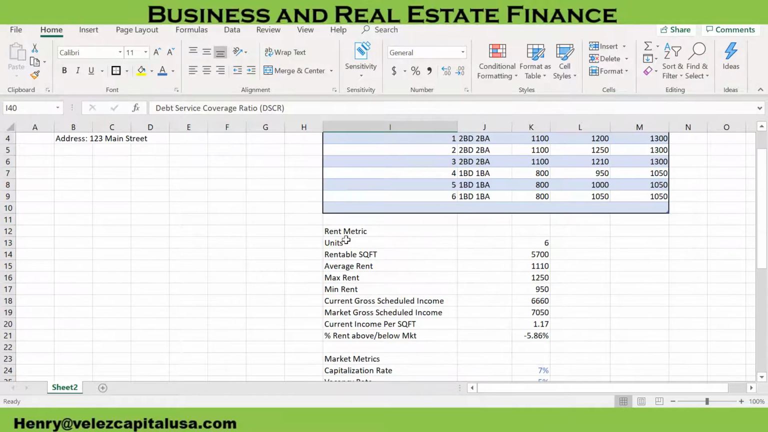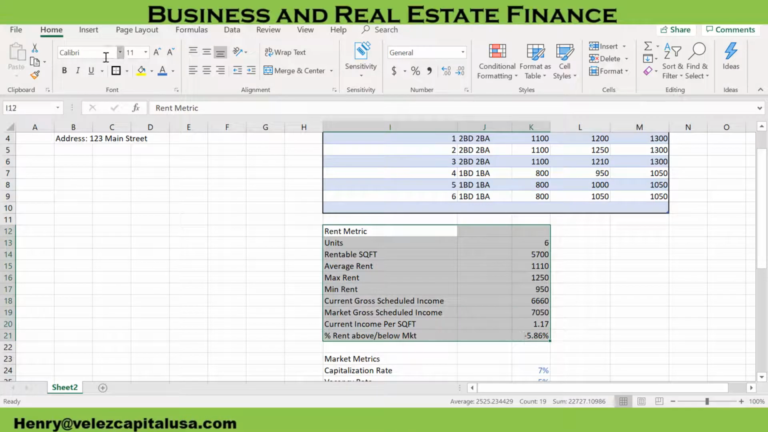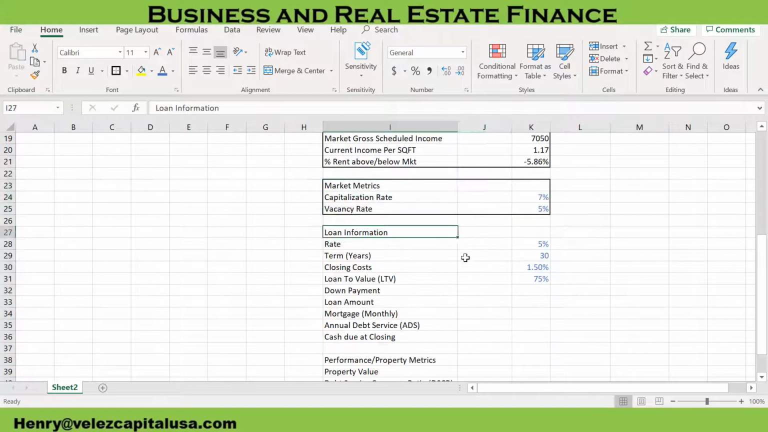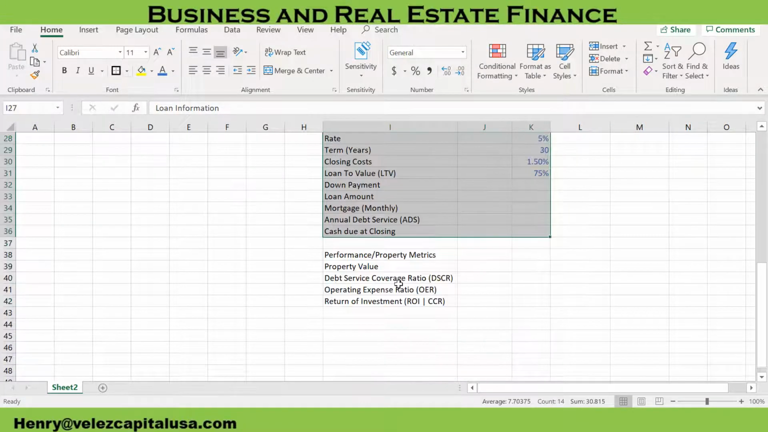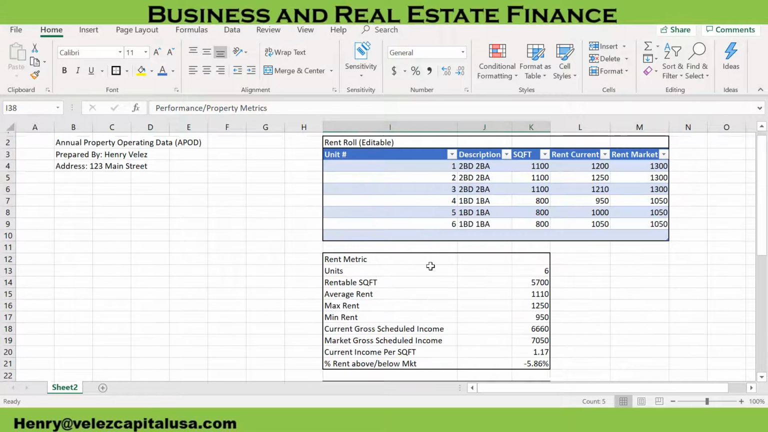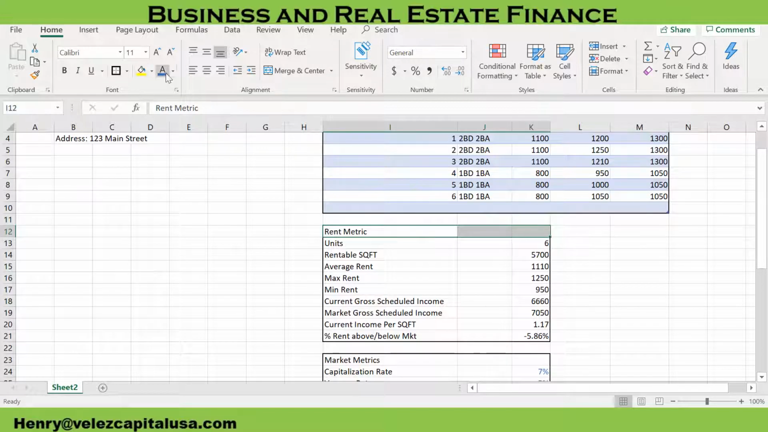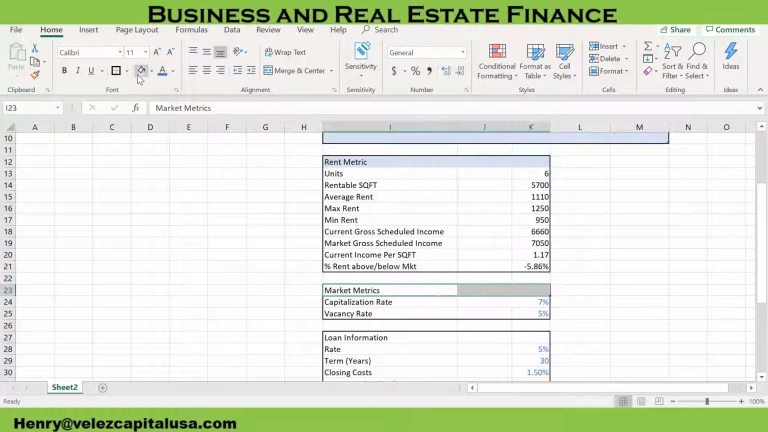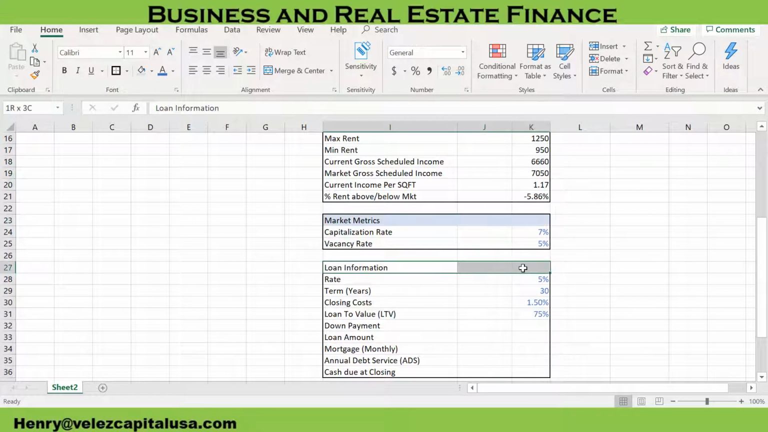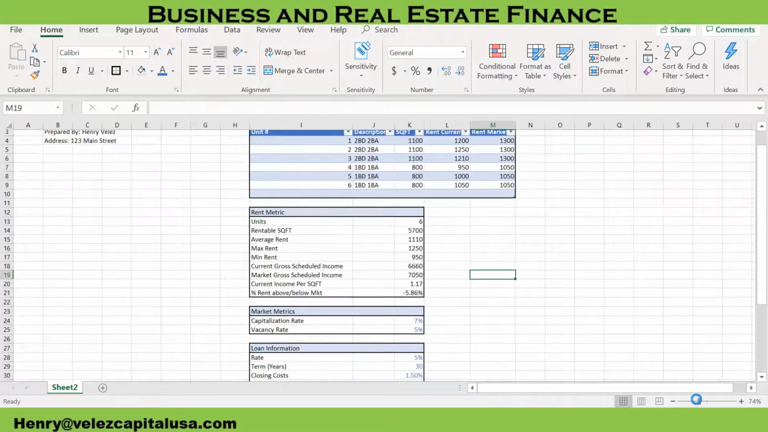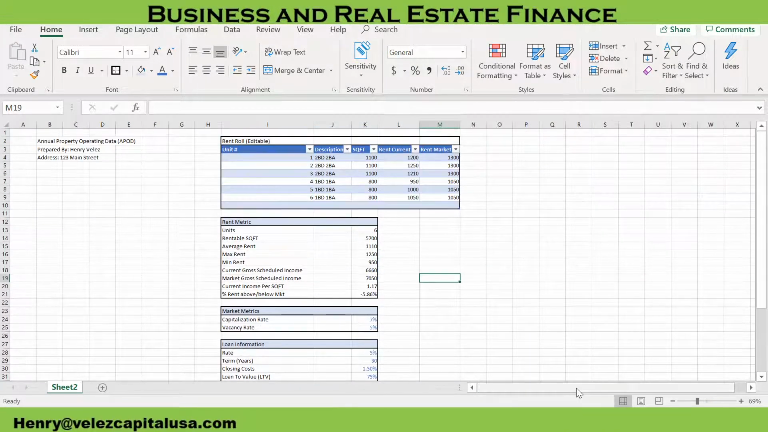So let's make this look a little bit better. Before we leave it, we're going to add some heavy borders. And then let's make the top a little darker to differentiate it from the rest. There we go. Let's see what it looks like. Alright, so that's going to give us some interesting information.